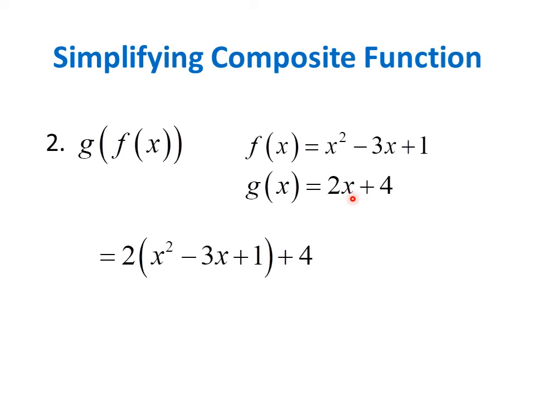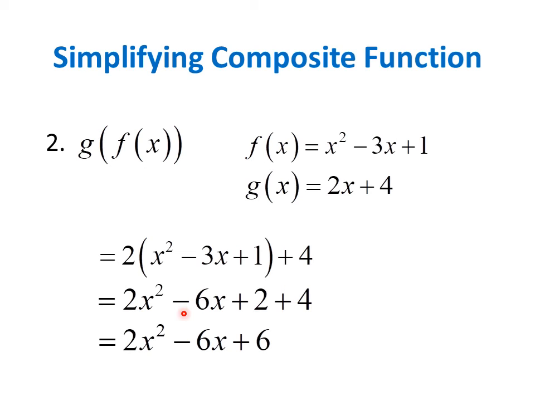So in g, we have 2x. But since x becomes this trinomial, we have 2 times the quantity x squared minus 3x plus 1, and then we copy plus 4. To simplify this expression, we have to distribute 2 into the three terms of the trinomial. So we have 2 times x squared, that is 2x squared. Next, 2 times negative 3x, you have minus 6x. And then we have 2 times positive 1, so we have plus 2, then copy plus 4.